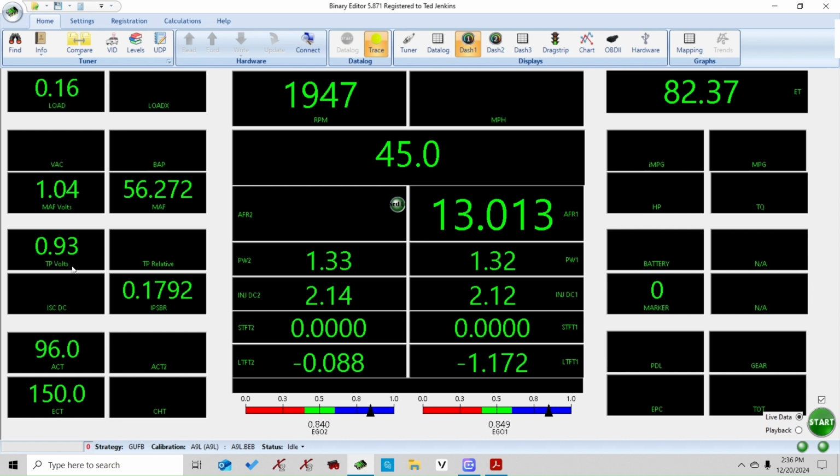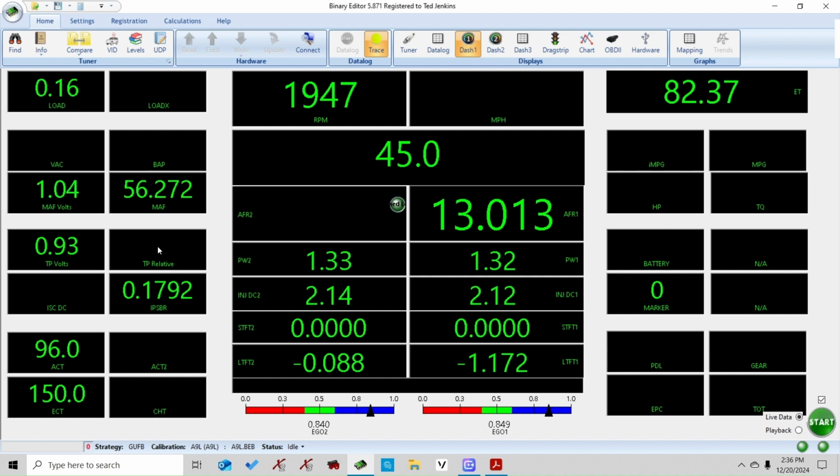0.93 is where this TPS is set. That's its lowest point. So when the key is turned on, the computer will look at this voltage and call that the floor. And over here, it's not in this log, but over here it would put a 0 under relative. This is TP volts absolute, and this is TP volts relative. It's a modified. This goes up, it goes up with it.